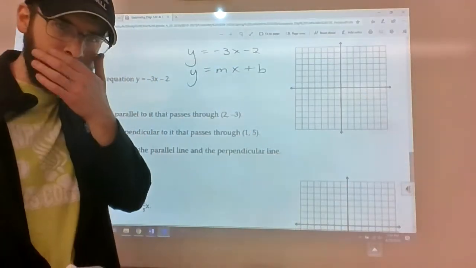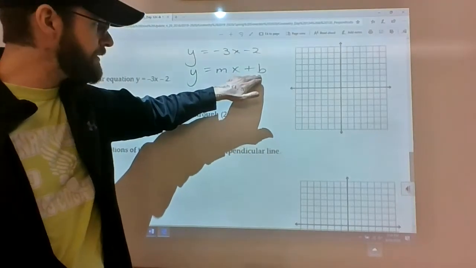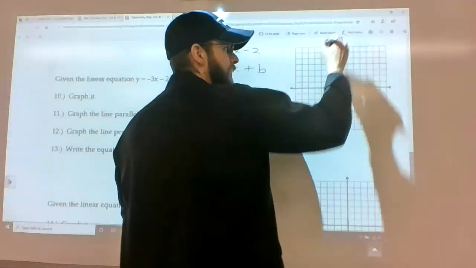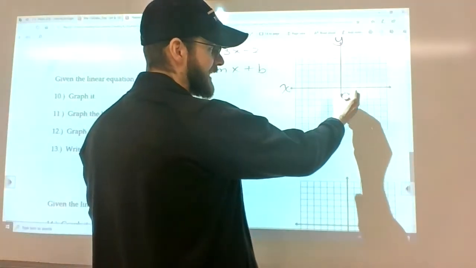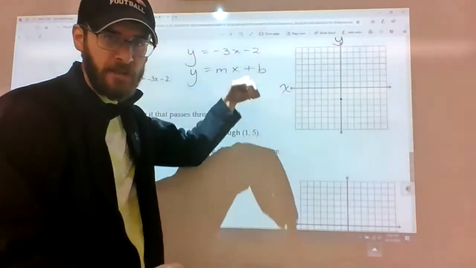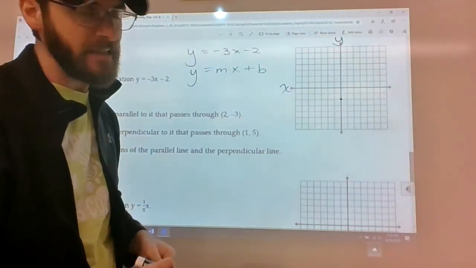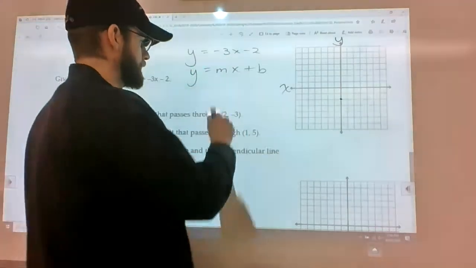There's the template. The template tells us that the b value is the y-intercept, which is negative 2, which means it crosses the y-axis, there's my x, at 2 units below the origin. That's what this negative 2 implies right here. This negative 3 represents the slope.